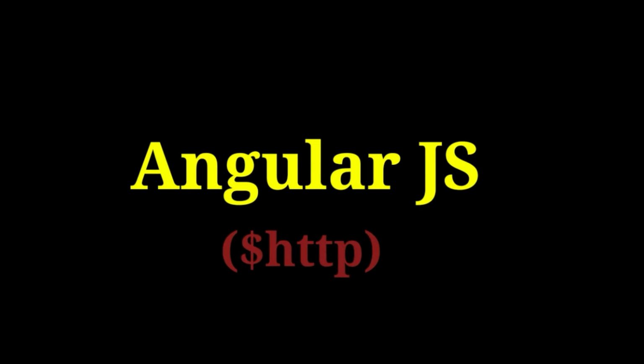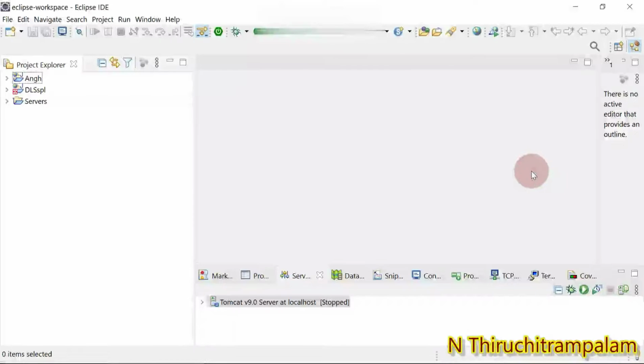AngularJS. In this session we are going to see the $http service in an AngularJS application. What is $http and how we are going to make use of it? $http is used to read data from the server. It works as a service to read data from the server, and the data should be in JSON format. The acronym for JSON is JavaScript Object Notation.